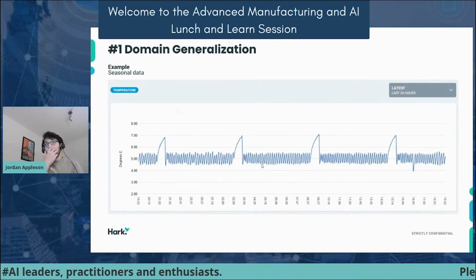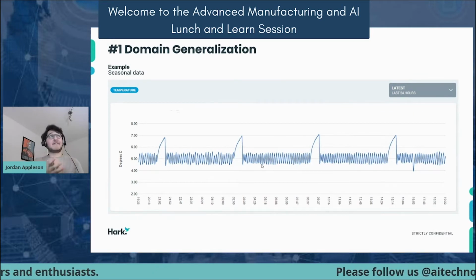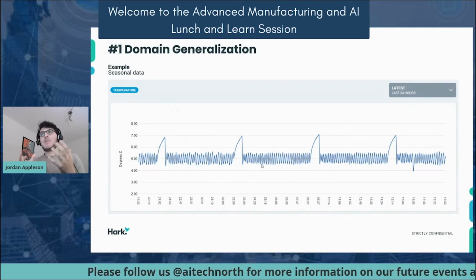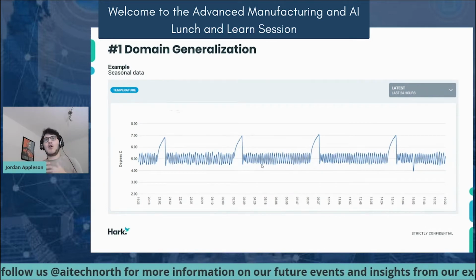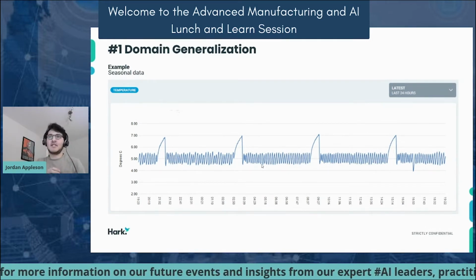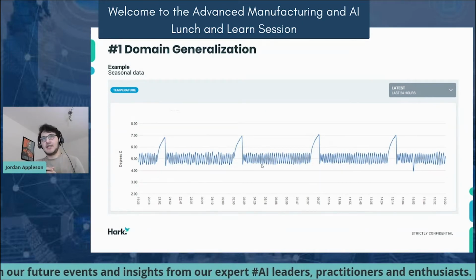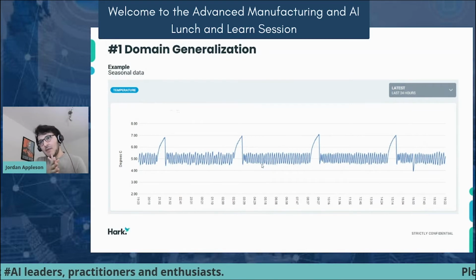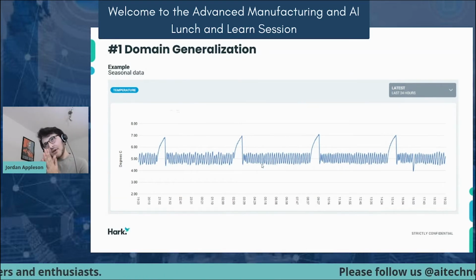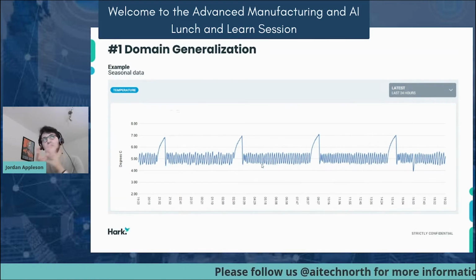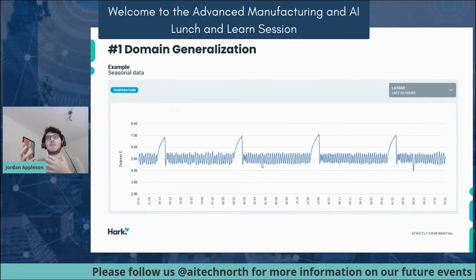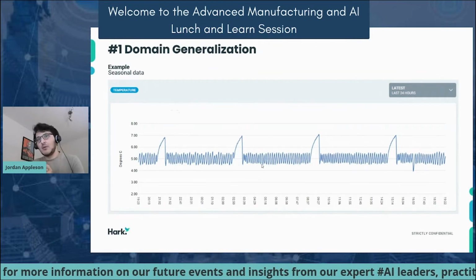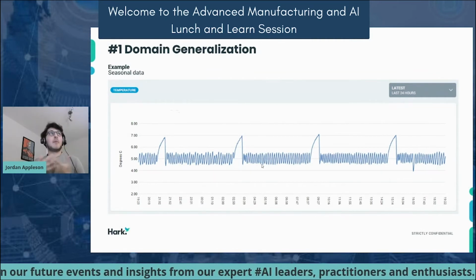This is an example of seasonal data. This is temperature, this is the fridge, and you can see that it has that seasonal pattern. It goes up and down around a set point of around 5 degrees, and then at what looks like a seasonal cycle of maybe 12 or 13 hours, something happens. Maybe the door opens. I don't know if anyone's actually opening the fridge door at 2 o'clock in the morning, but who knows?